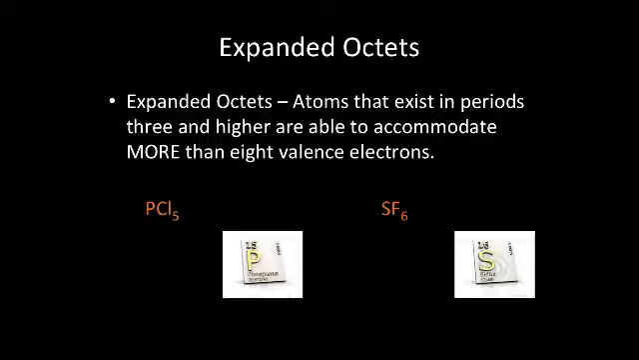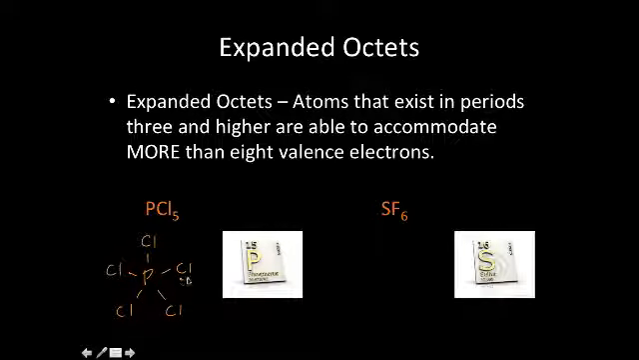So if we look at something like phosphorus pentachloride, that would have a Lewis dot structure that would look something like this. We'd have 5 chlorines bound to the outside, and you'd say, wait a second, that means that phosphorus is going to have 10 electrons. That's too much. Well, it's an expanded octet. It's able to accommodate more than you would normally think. This is going to take me some time to draw this. Look at this. All right.